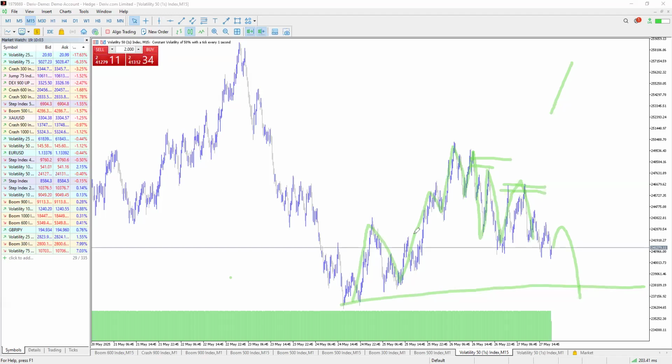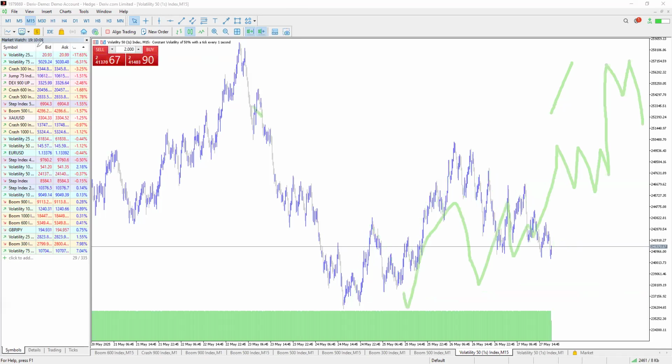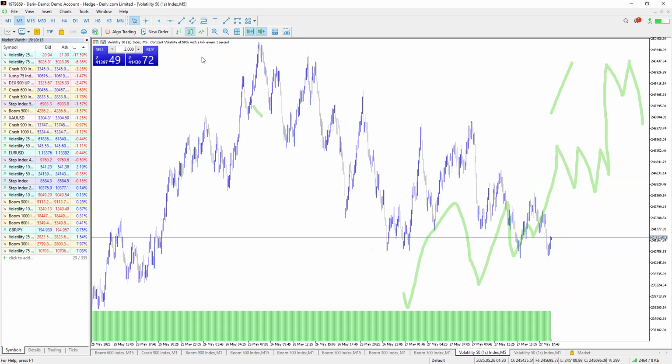Right. So for us to be fully confident, let's move again to M5. This is how we just mark everything up, guys. Let's go to M5.